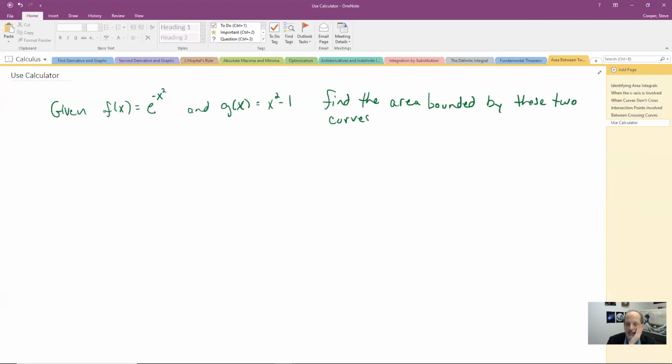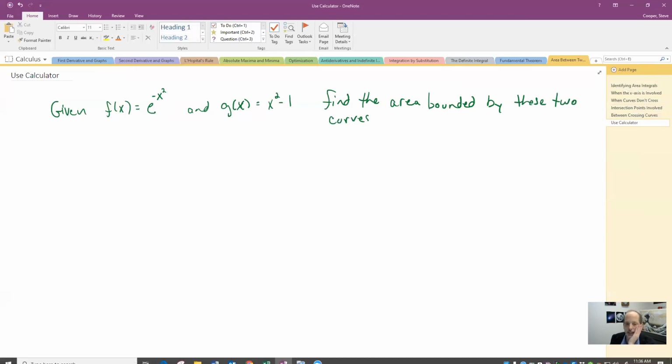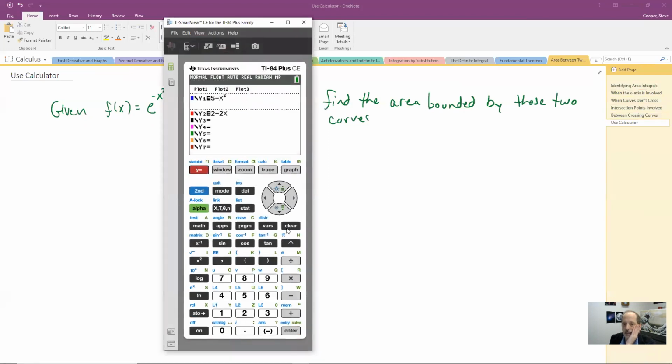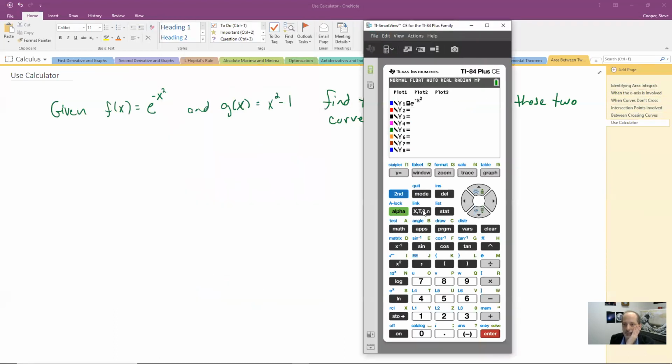Well, I don't have any context at all here. So I'm going to go to the calculator. Don't need those anymore. And we'll put e to the negative of x squared. So there's my first graph. And then g is x squared minus 1. And then I'm just going to do a zoom to a standard and see what I see.